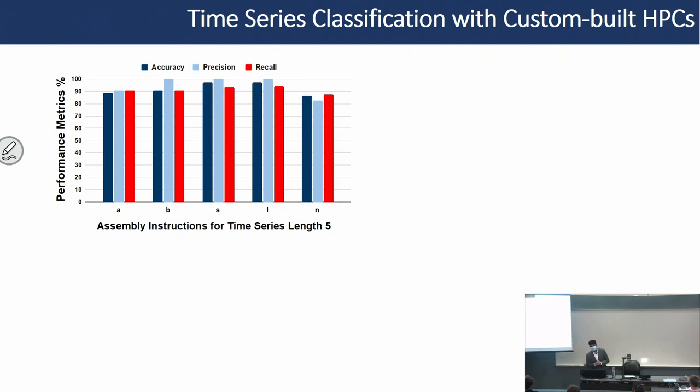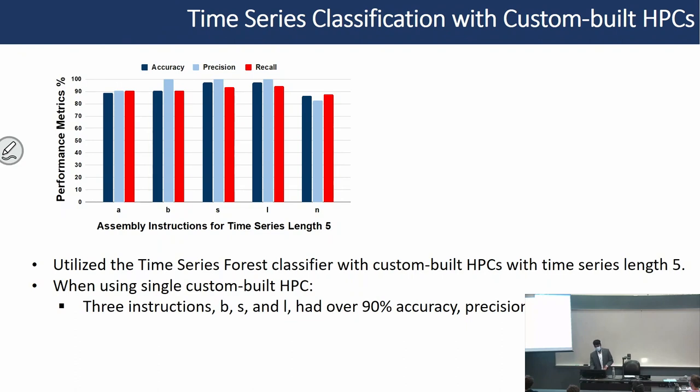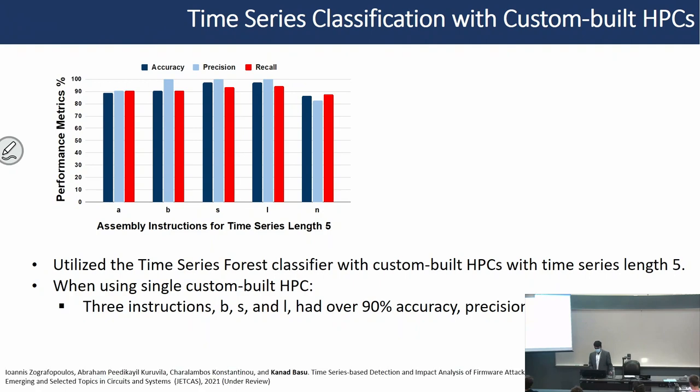Because remember, our time series classification was always a single HPC result, right? So what happens when we just take the instruction type? These are the results we get. And when using custom-built HPCs, we get over 90% accuracy, precision, and recall for branch, store, and load instructions. This paper is under review in JetCast right now.